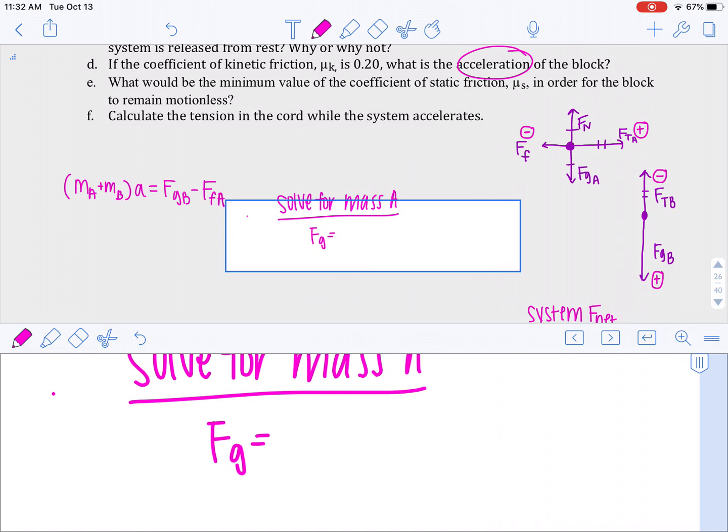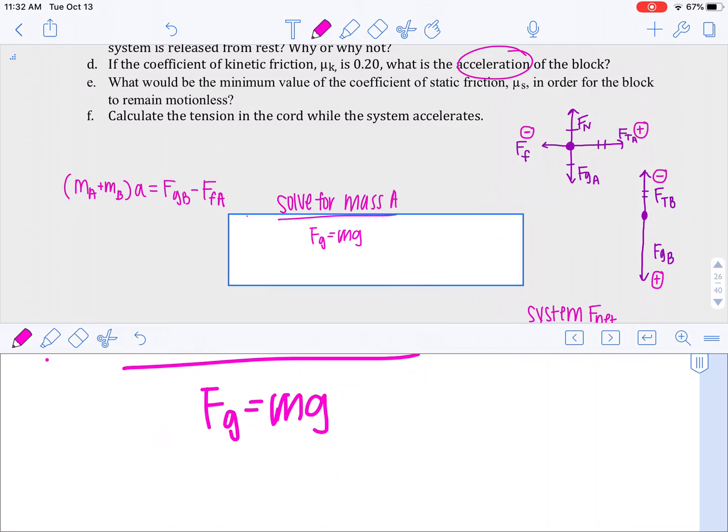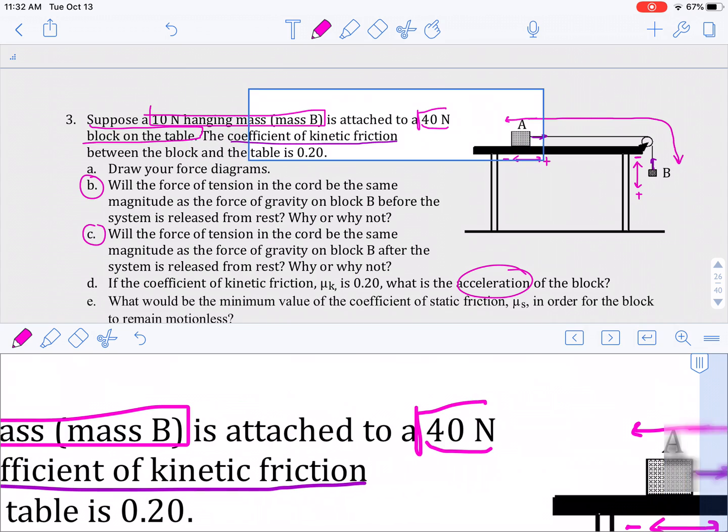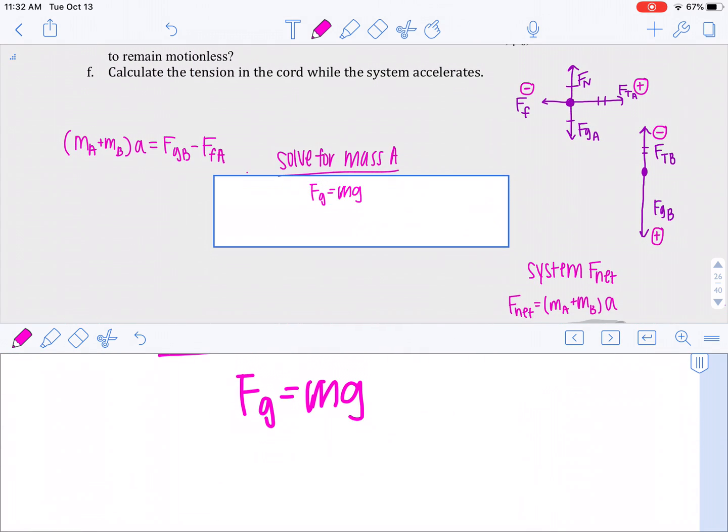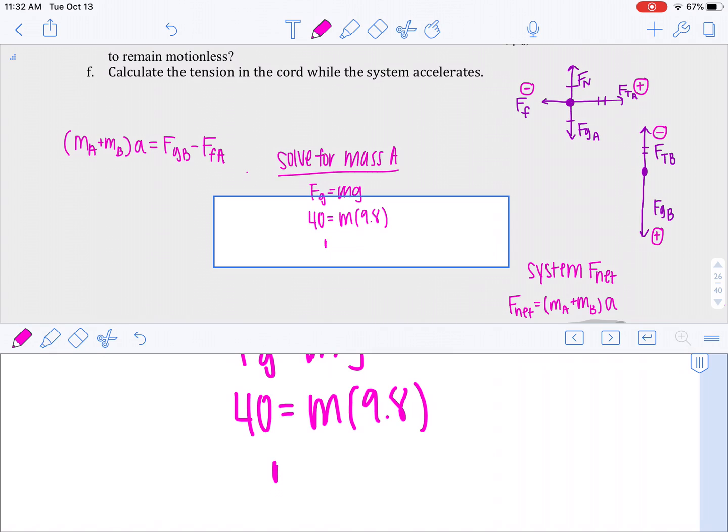So we've got Fg equals mg, right? Because that's how we relate weight and mass. The weight of A is 40 newtons. G is the gravitational field strength, which is 9.8 on Earth. And so our mass will end up being, real quick, I'll plug that in, 4.08.